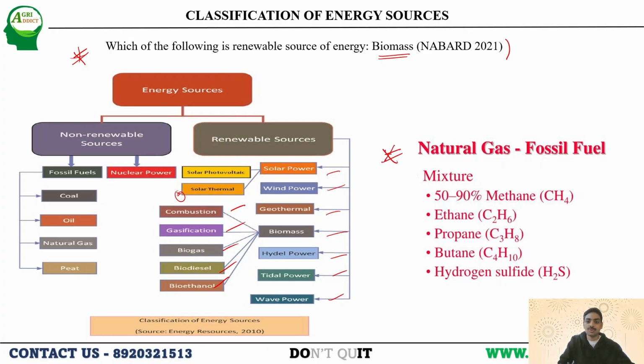And the most important thing to remember is natural gas is a non-renewable source. It has the maximum content of methane. The remaining will be constituting the least. If 90% is methane, then in the remaining 10% all these gases will be there. If it is 50%, the remaining 50% will be distributed among these gases.